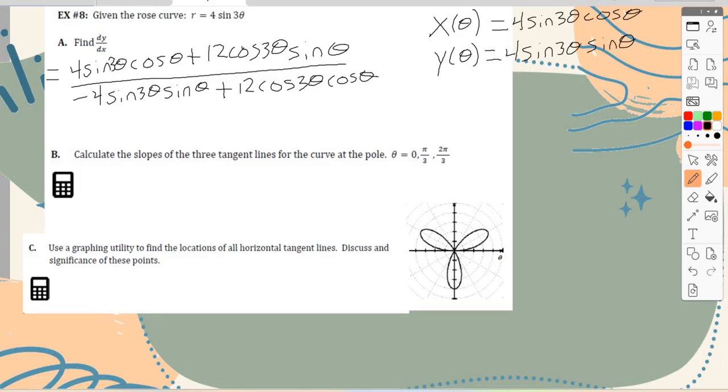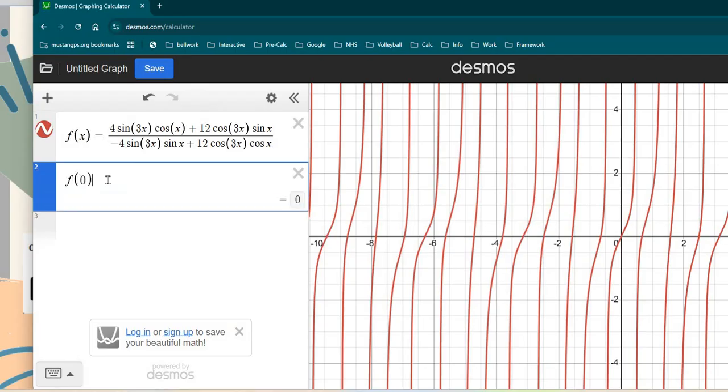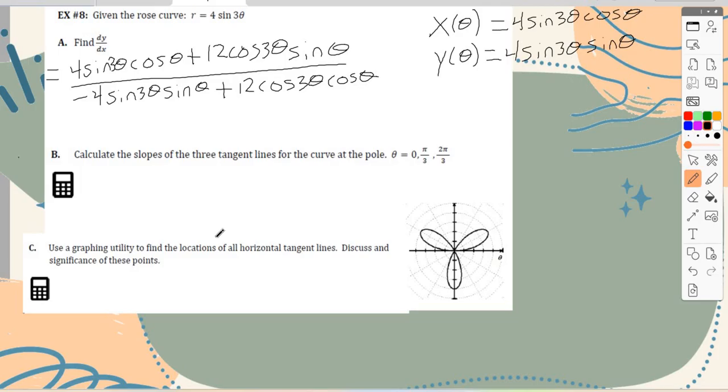So if anything, typing this out is probably going to be the hardest part, but that graph is fun. So there's that. Right, so I do indeed get 0. So that's nice. So I'm looking at dy dx evaluated at theta equals 0 equals 0.